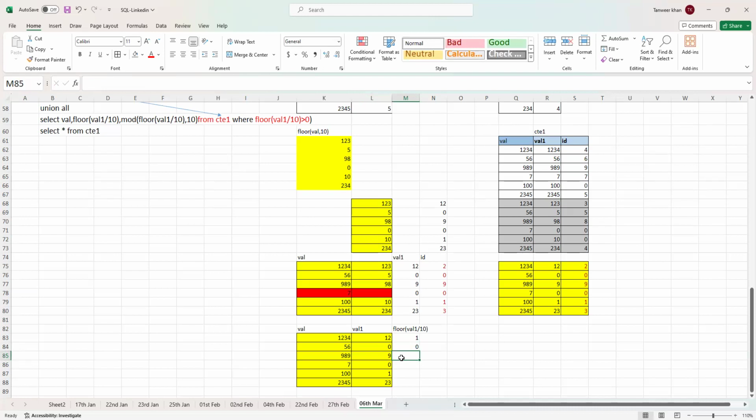9 divided by 10, you will not get anything because it will become 0.9. So you will get 0 here. This will also be 0. This will also be 0, because 1 divided by 10 will be 0.1, and you will get 0 here. 23 divided by 10 will be 2.3. You will get 2 here. Is this clear?